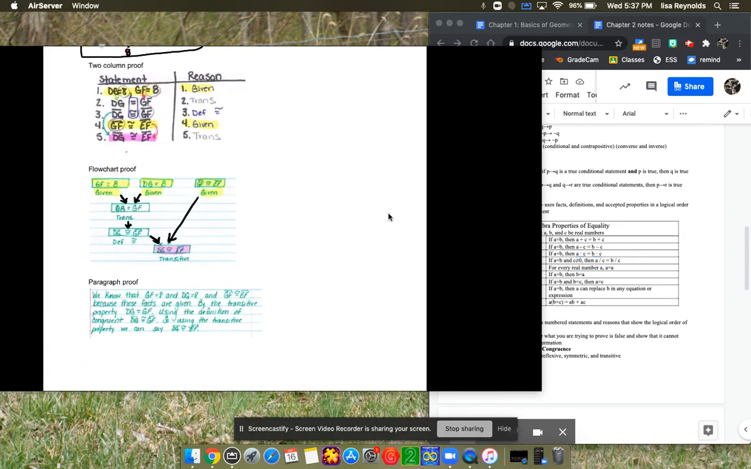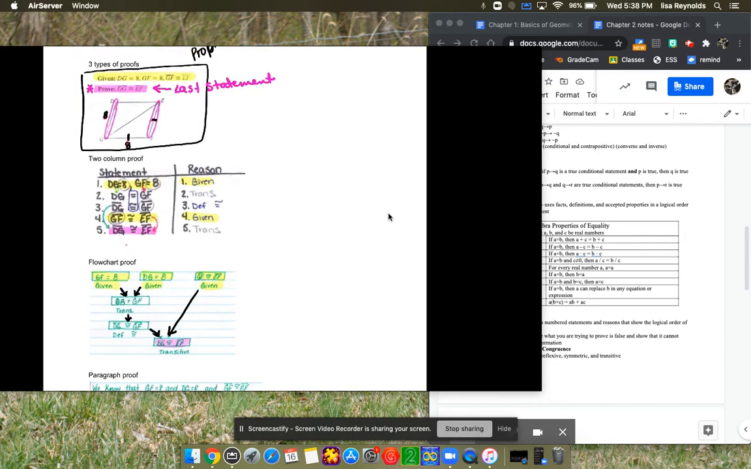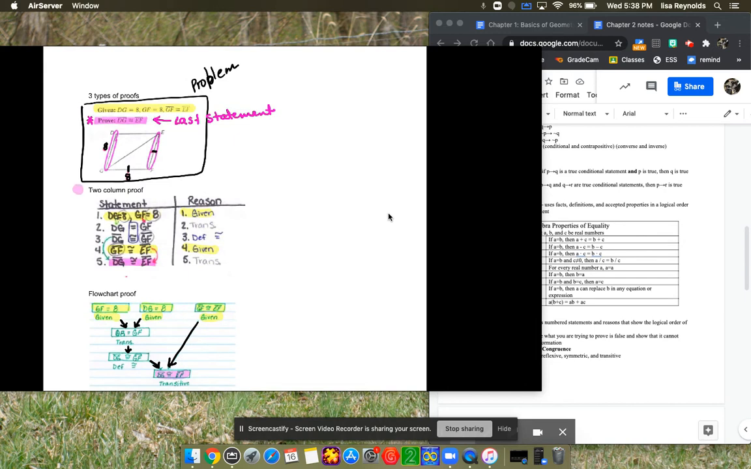Now, the last type of proof is a paragraph proof, and I will not ask you to do a paragraph proof. And part of it is kind of selfish on my part because I really don't want to read through them. Also, they're a little more complicated to write because we have to explain things in a nice flowing sentence fashion. So we're going to concentrate on 2-column proofs and flowchart proofs.